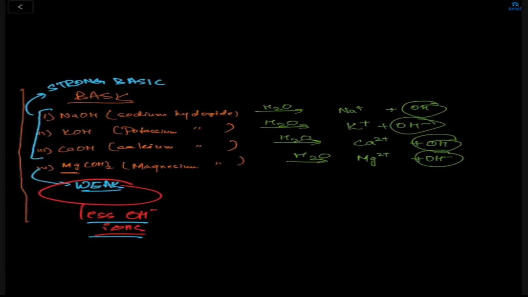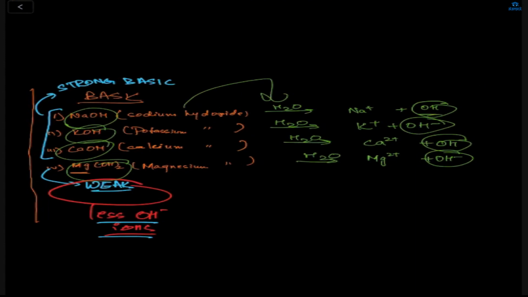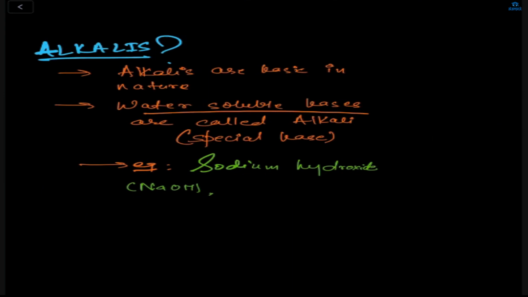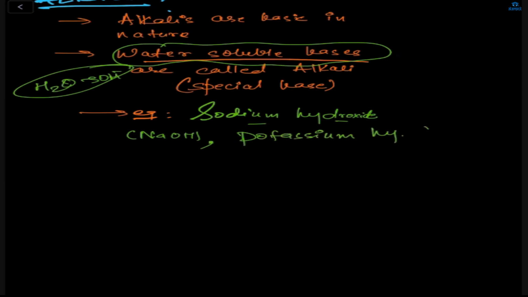Alkalis are water soluble. And here NaOH, KOH, Ca(OH)2, Mg(OH)2 are all dissolving in water to release OH minus ions. So if I'm asking what is an alkali, alkalis are basic in nature. And water soluble bases mean they dissolve in H2O to release OH minus ions. So examples should be sodium hydroxide, potassium hydroxide, or magnesium hydroxide.